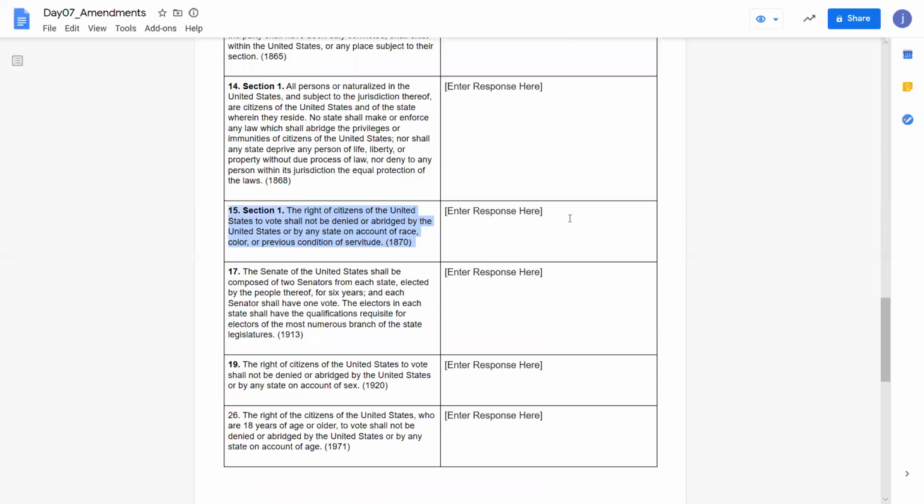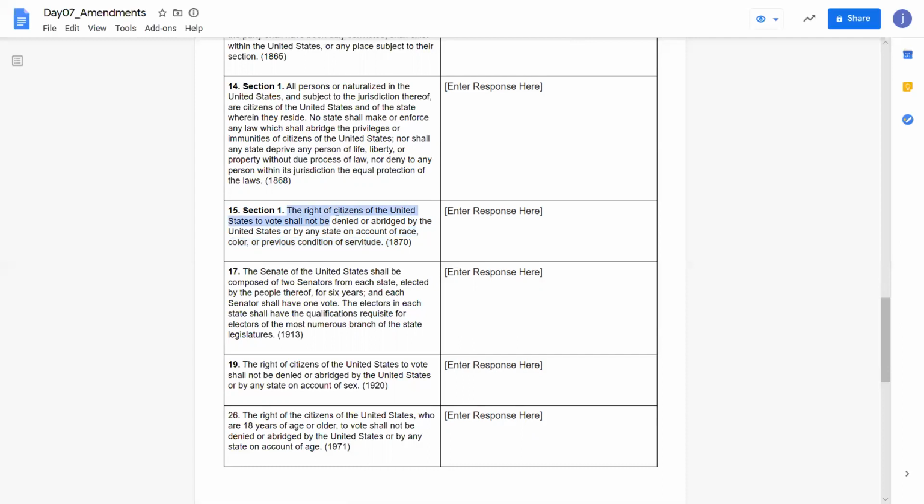Amendment 15, Section 1. The right of citizens of the United States to vote shall not be denied or abridged by the United States or any state on account of race, color, or previous condition of servitude. So first, let's go to the last part here. Race just means genetically where you came from. So if you came from certain parts of the world, that's going to be labeled your race. Color is how you appear, and previous condition of servitude. This applies back in 1870 when there used to be slaves.